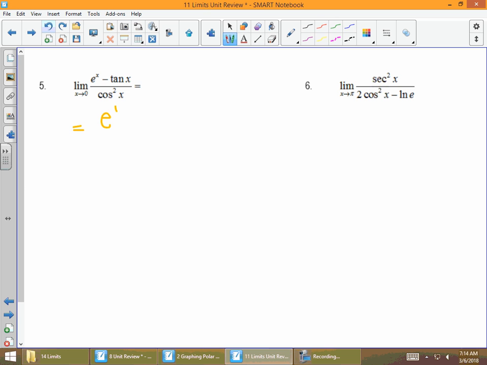So I have e to the 0 minus tangent of 0 over cosine squared of 0. And if you would rather write that as cosine of 0 squared, those are equivalent. And now we're going to evaluate. e to the 0, any number to the 0 power is 1. Tangent of 0, if you struggle with tangent, especially at the quadrantals, do sine over cosine. Sine at 0 is 0. Cosine at 0 is 1. Okay, so that's just going to give me 0.